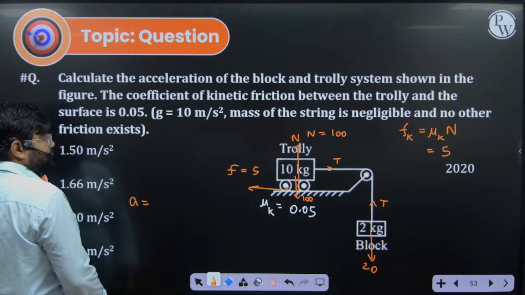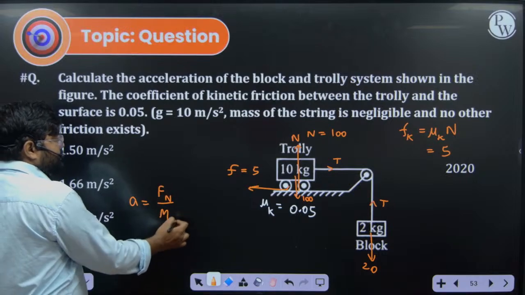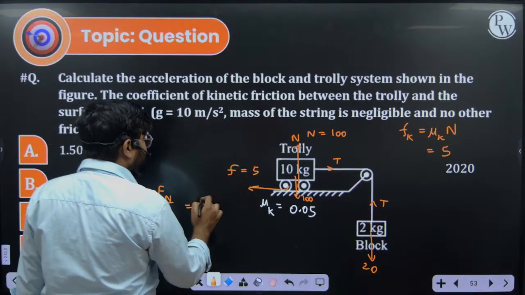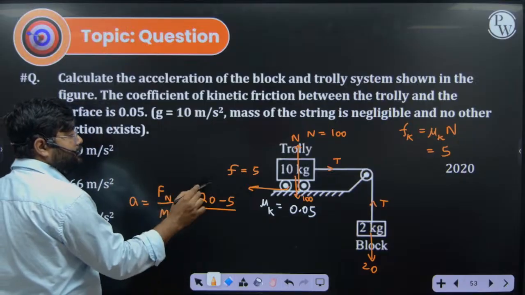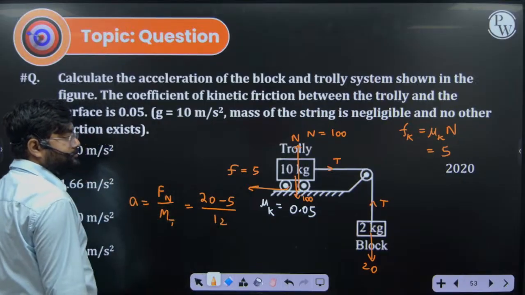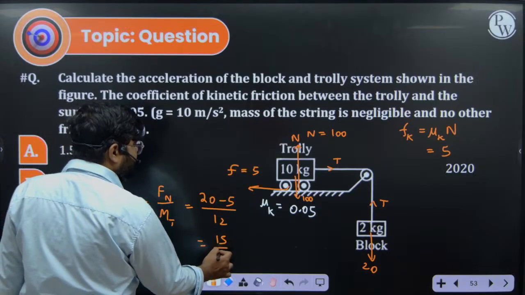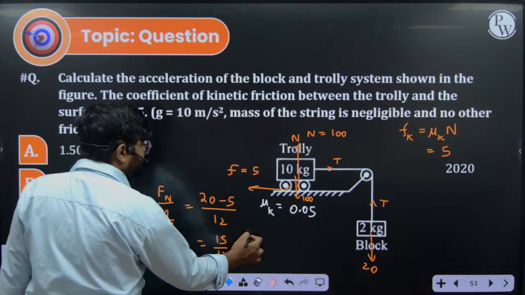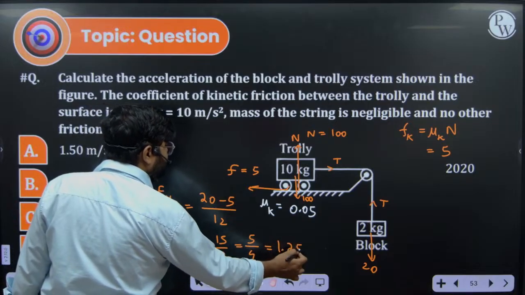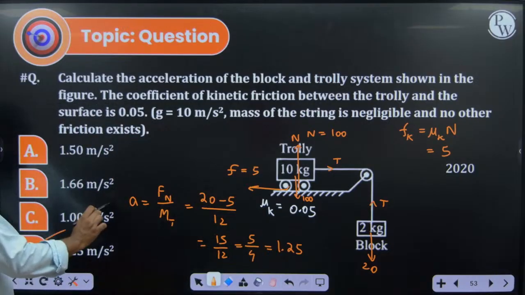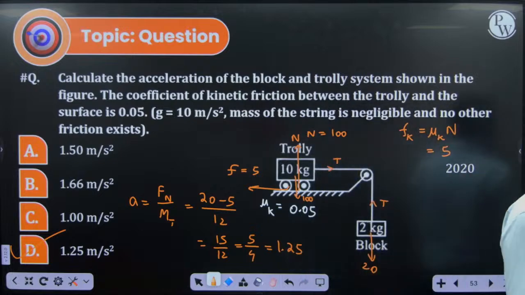Acceleration, very simply, is net force driving the system by total mass. Net force driving the system is 20 minus 5. So 20 like this and 5 in that direction, 20 minus 5. And total mass is 12. So we get the answer 15 by 12, or 5 by 4, or 1.25. So the correct answer here is option D. NEET 2020.